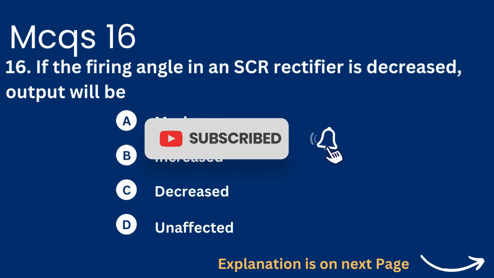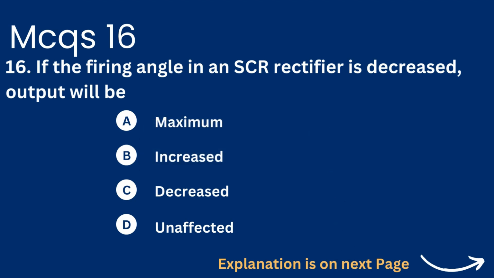Our today's first MCQ is: if the firing angle in an SCR rectifier is decreased, the output will be: option A, is maximum; option B, is increased; option C, is decreased; option D, is unaffected.